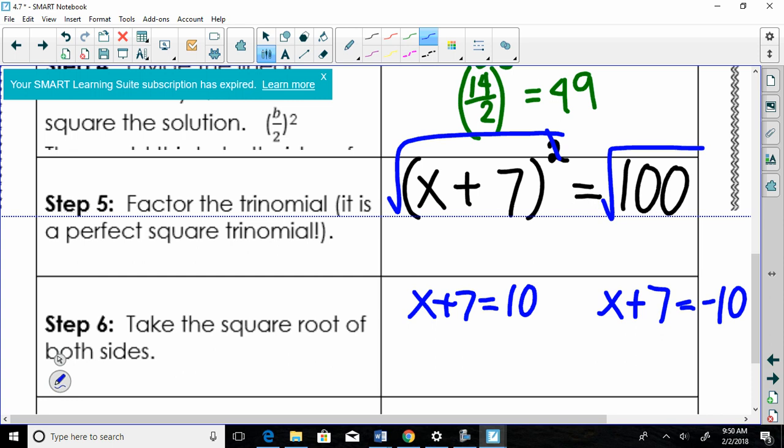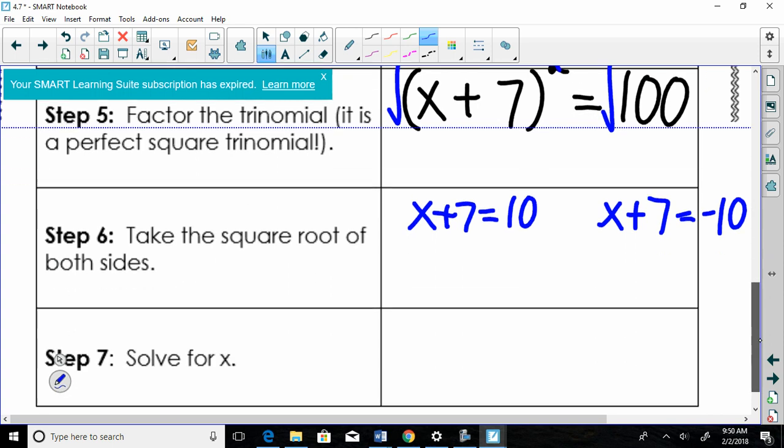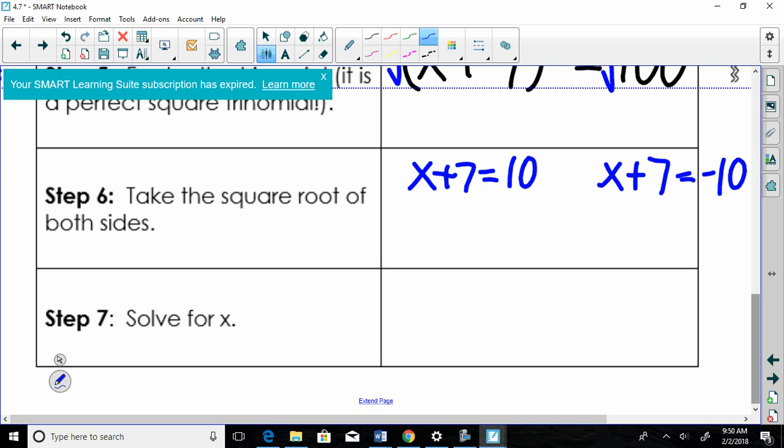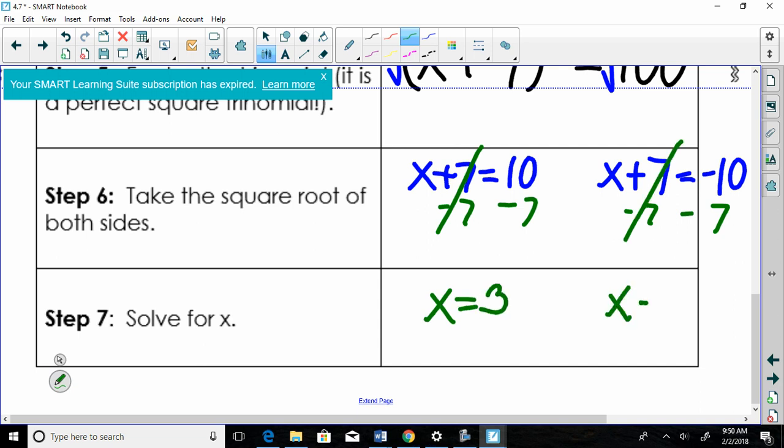And then the last step we do for today is, how do we get x by itself? Yep, subtract 7 on both sides. And I end up getting x equals 3 and x equals, did I do that right? Oh, and x equals negative 17. It's negative 10 minus 7.